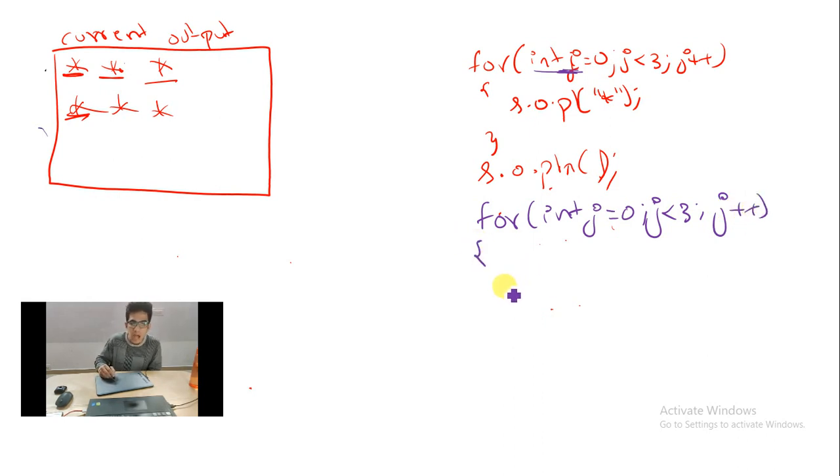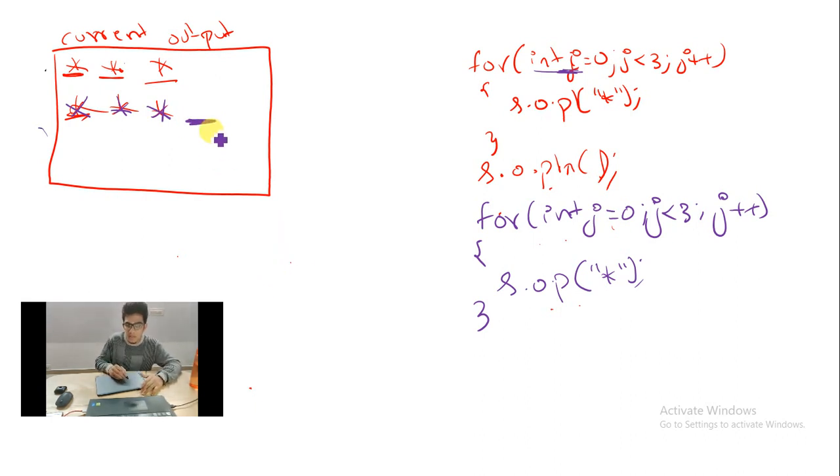What I want to do is print 3 stars. So system.out.print, not println, print star. What will this code do? This code will print the 1st star, 2nd star, 3rd star, and the cursor will still be on the right side. Cursor will be there. Now what do you want to do?